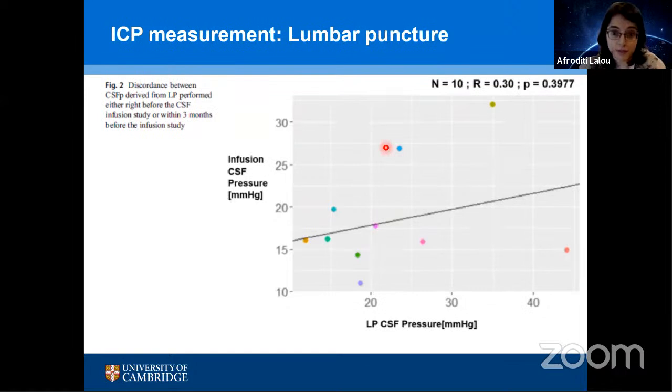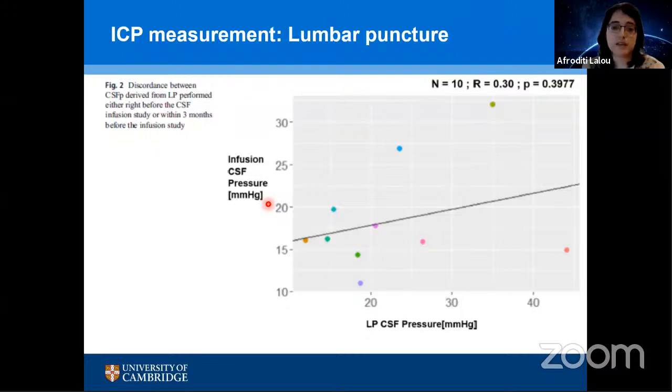Again, this is to show the limitations of using ICP as a number to classify patients. We only had 10 patients in our pediatric IIH cohort that were referred from other hospitals to Addenbrooke's. These patients had a lumbar puncture before they came to us to have another measurement of their CSF pressure. We can see here that there's a very poor correlation between the number from the lumbar puncture and the infusion test. This is not to say that if we were to perform the tests at the exact same time, the number would not be exactly the same. It would be exactly the same.